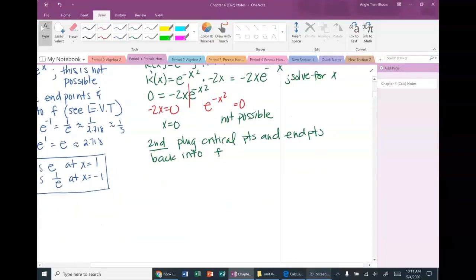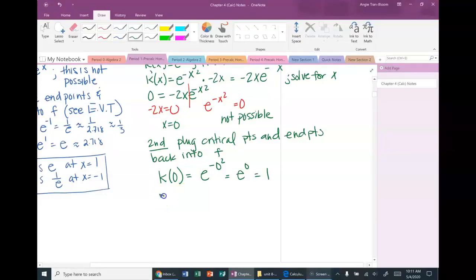Again, if you have endpoints, you will have to do all of them. Since we only have one, your critical point was x equals 0, so we plug in 0 for our original, which is e to the negative 0 squared, which is e to the 0, which is going to be 1. Since there's no endpoints and we are unsure what k of 0 equals 1 is, right? We're not sure, is it a min, is it a max?